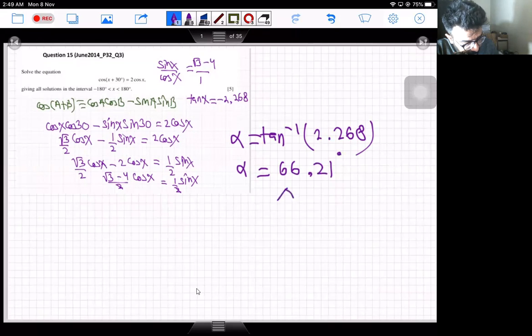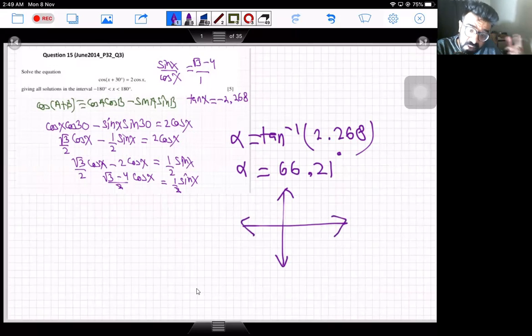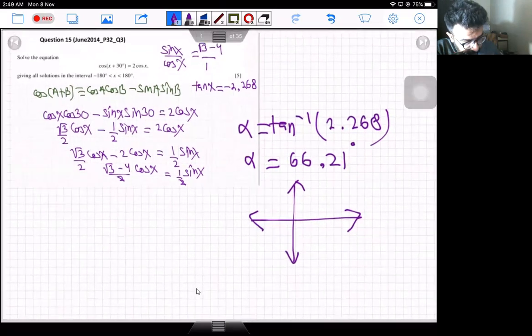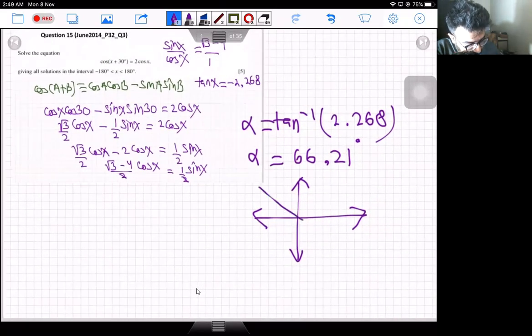Okay. Now, since we are considering the negative value of tan x, and since we know the fact that tan x is positive in the first quadrant and the third quadrant, tan x is negative in the second quadrant and the fourth quadrant. So in the second quadrant and fourth quadrant, we are going to make slant lines. And the basic angle always lies between the slant line and the horizontal axis. So 66.21 is somewhere over here, and 66.21 is over here.